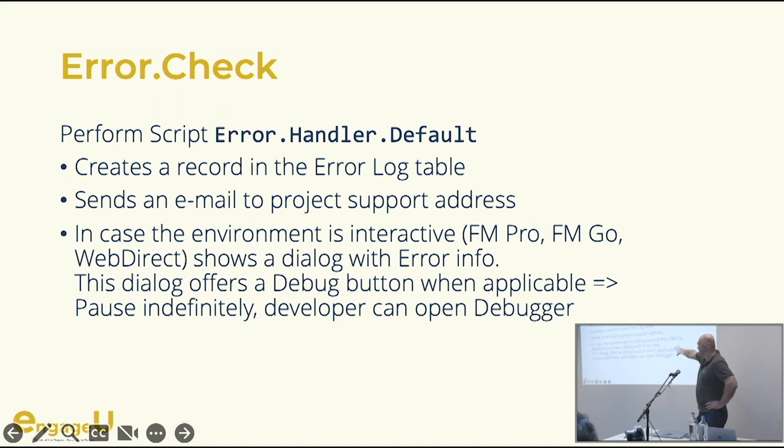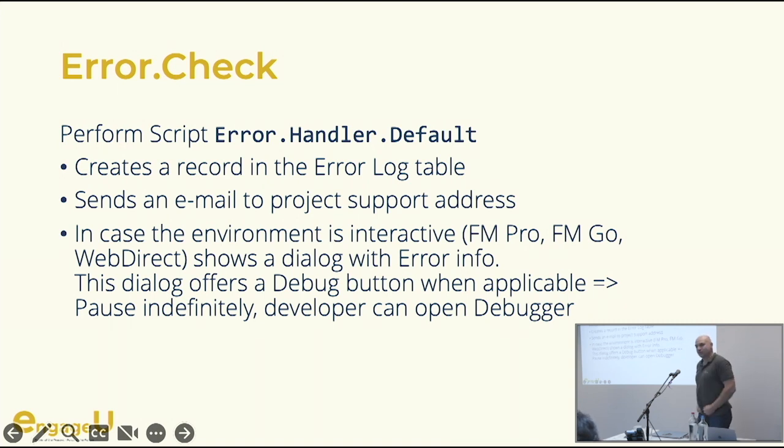Then we show a dialog with the error, right? And here is one very important thing. In that dialog, if the privilege set is full access, we put a debug button there. So if a developer sees this dialog, they hit debug, the dialog disappears, and we put the script on indefinite pause. So anyone can then open their debugger, in the call stack, navigate to the place that actually created that error, and immediately check what the variables were, what layout they were on.